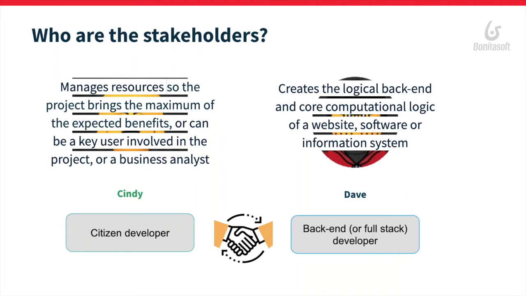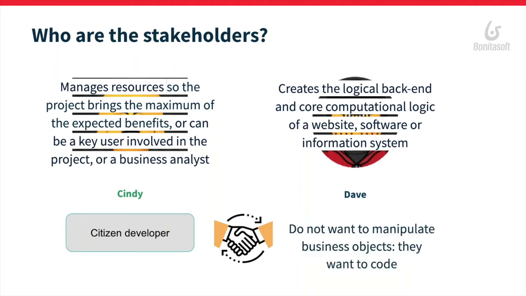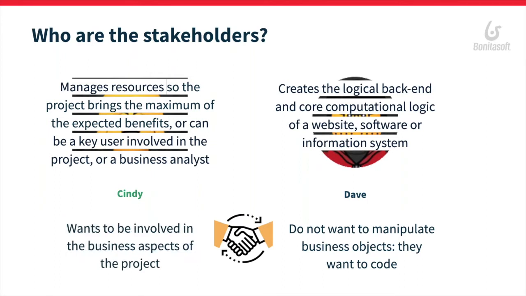What is important to remember is that Dave does not want to manipulate business objects. He wants to code. Even if he's interested in the expected result of the application, of course, because his job will be reflected in the use of this application, he doesn't want to deal with the business side of it. Whereas Cindy has all the business knowledge, and she's also interested in being involved in the business aspects of the project, and she also likes to see what's going on in the project.